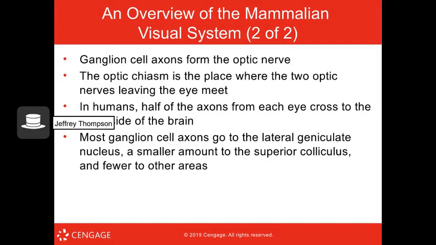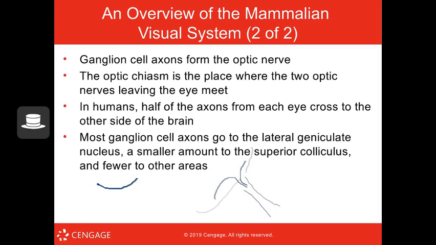Ganglion cells form the axons; the axons from those ganglion cells form the optic nerve. The optic chiasm is the place where the optic nerves leaving the eye meet. You might remember that from the diagram. Then you have those little blood vessels. In humans, half of the axons from each eye cross to the other side of the brain.